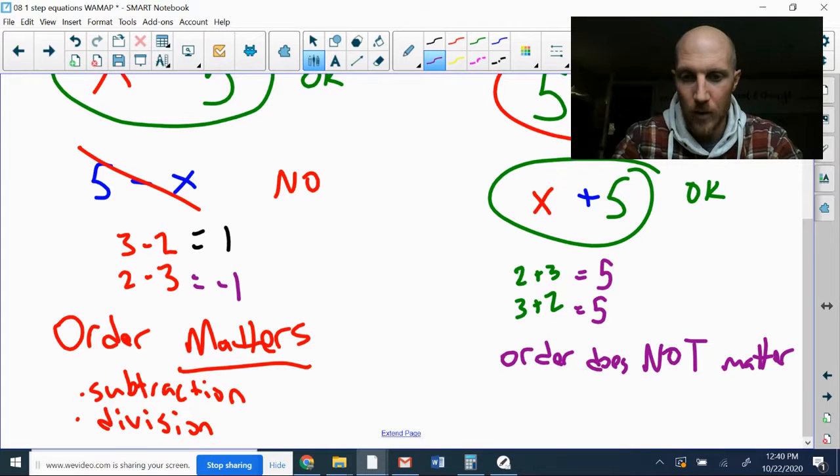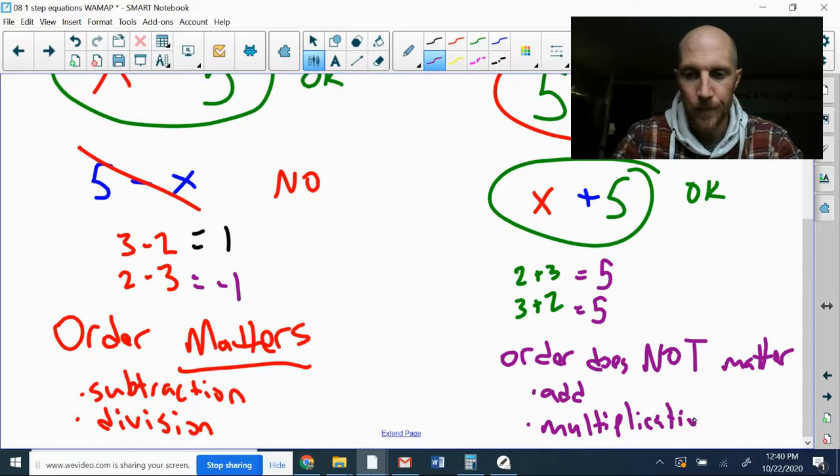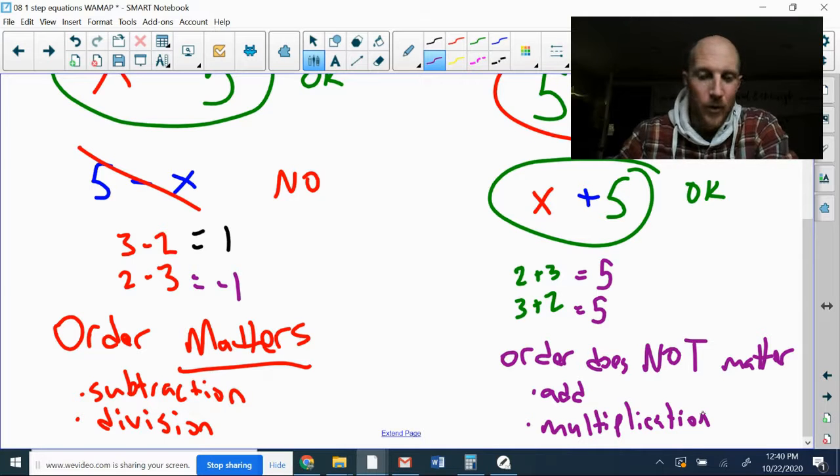So if you have a word sentence written using any kind of addition word, add, sum, total, plus, the order that you do it does not make any difference. And same thing is true for multiplication. Multiplying, times, product, any of those multiplication words, the order that you're going to write it down doesn't make any difference. All right.